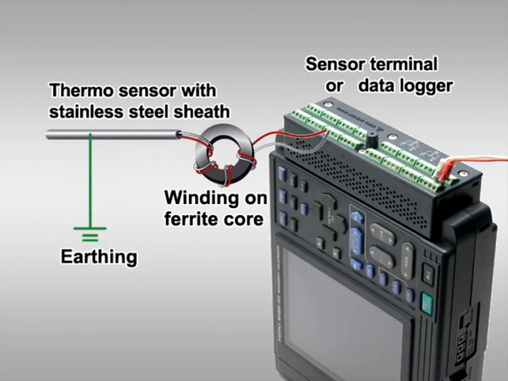If the thermocouple is covered with a stainless steel sheath, ground the sheath. If the terminal block and data logger have ground terminals, these should be grounded. Wind the thermocouple wire or its wire leads around the ferrite core several times.